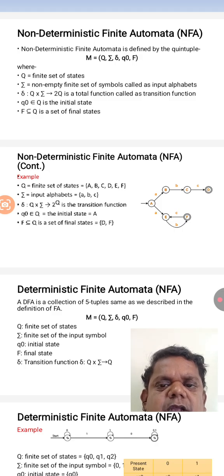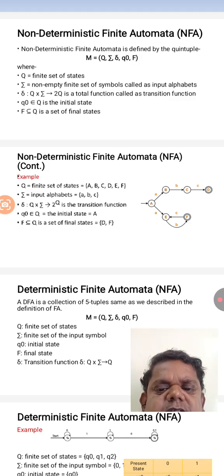δ is a function from Q × Σ to 2^Q, a total function called the transition function. q0 is the initial state. F, a subset of Q, is the set of final states.